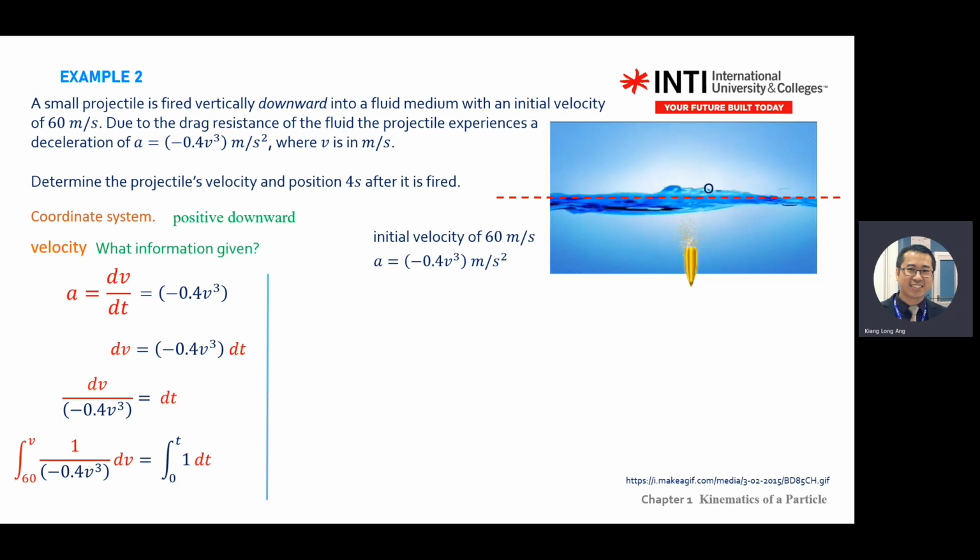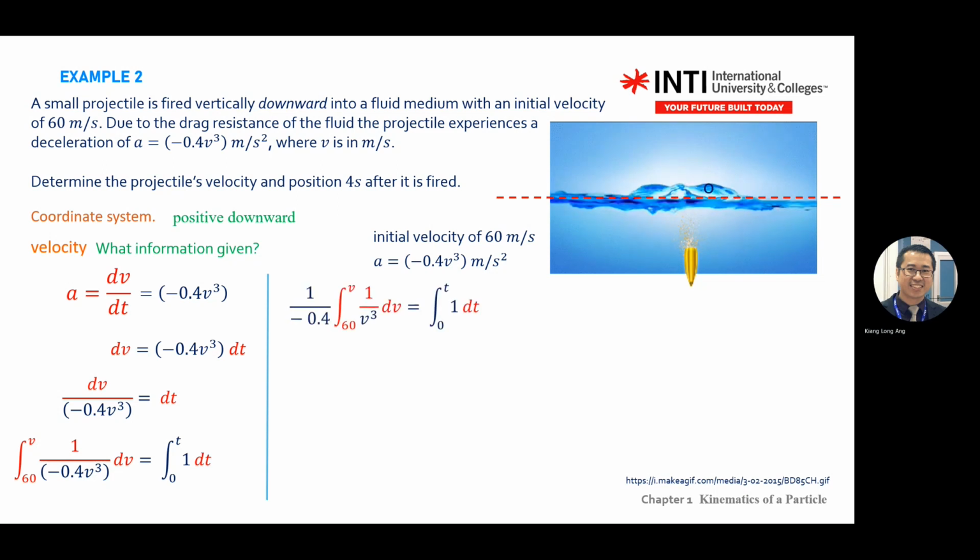Again, when you integrate, be careful on the limit, it's not 0. It gives you the initial velocity 60 already. Substitute 60 on the lower limit of your integration. V is what you want to find. T, it gives you t 0, then the time you want to find. In my steps, I pull the constant out first because I don't want to confuse myself. I pull all the constants outside the integration steps. That's why you see negative 0.4 outside the integration.